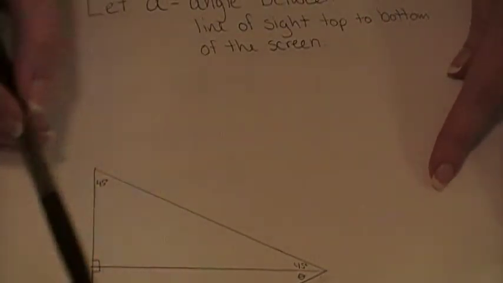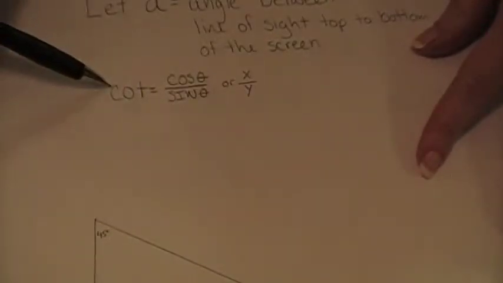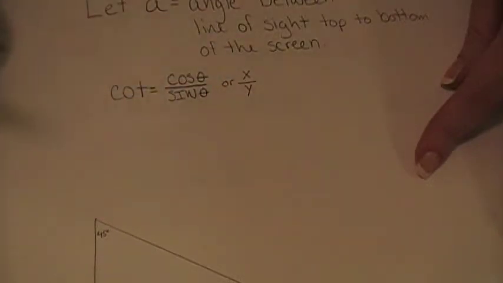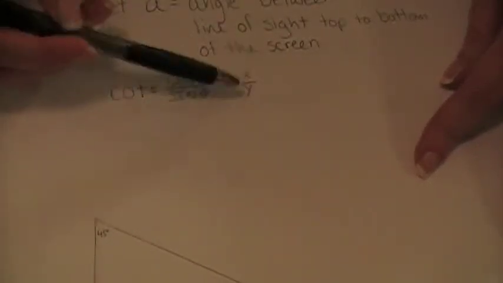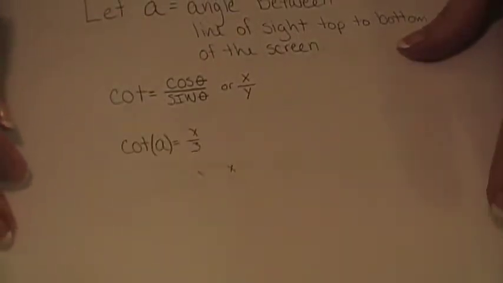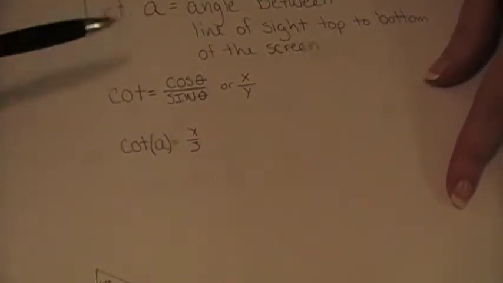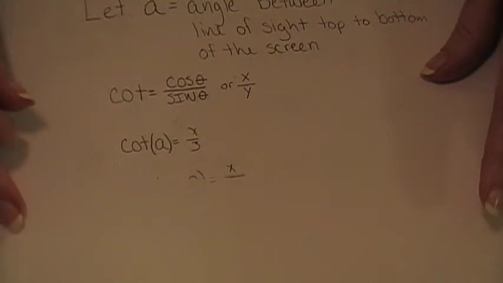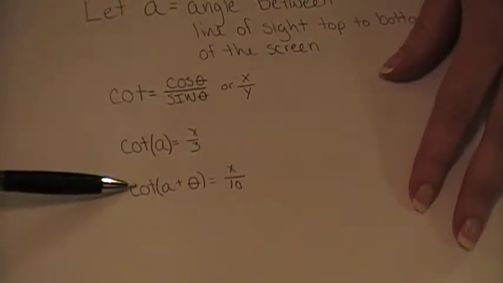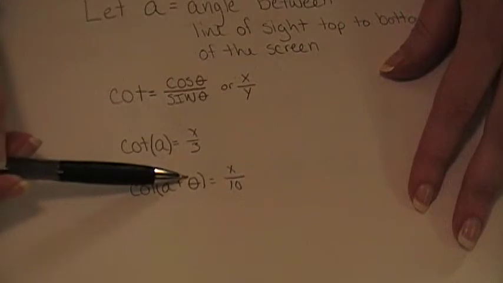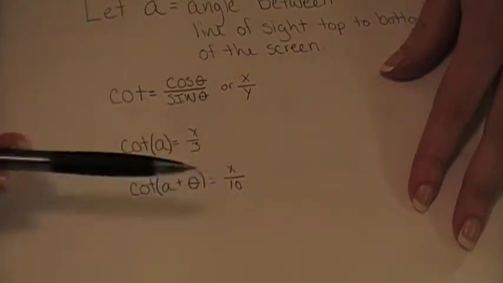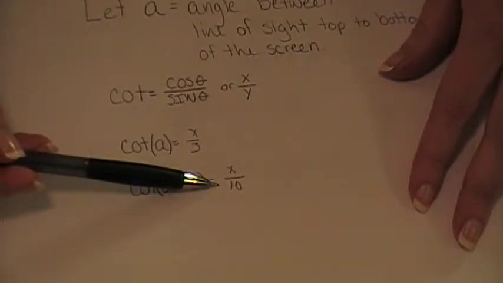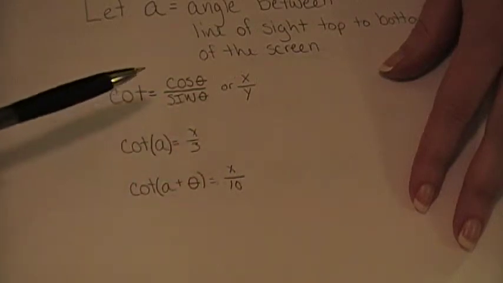When we look at our picture here, we're trying to find the angle that is cotangent, which is cosine over sine, or if you're using the Cartesian system, x over y on the unit circle. So for A, it'd be cotangent A equals x over 3. And for our second angle, cotangent of A plus theta equals x over 10, because we're 3 feet off the ground at the bottom and 10 feet off the ground on the top, but we don't know x yet.